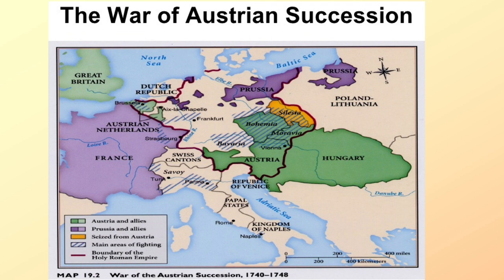Here's a map of the War of Austrian Succession. You can see Prussia in dark purple at the top, Austria-Hungary in dark green at the bottom, and Silesia, you can see that's that orange piece right there.